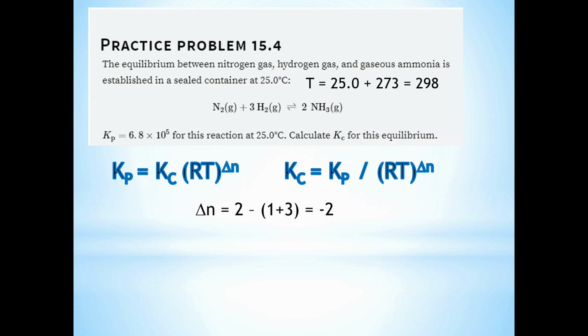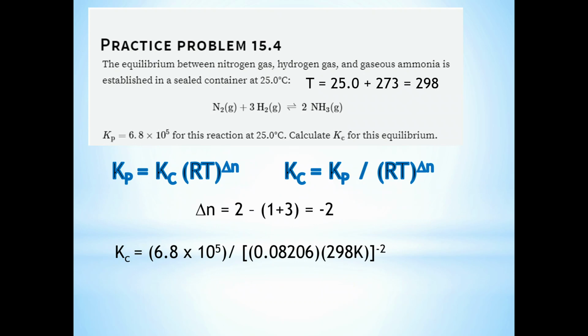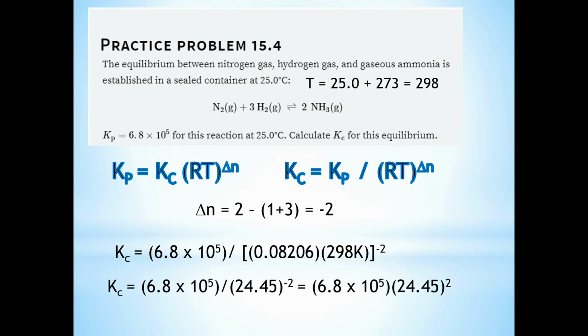So my Kc will equal Kp divided by RT to the negative 2. Or I can take the 0.08206 times 298 as a negative 2 and bring it up to the numerator as a positive 2. And 0.08206 times 298 is 24.45. So I brought it up to the numerator as a square. So K sub C is 4.1 times 10 to the 8th.